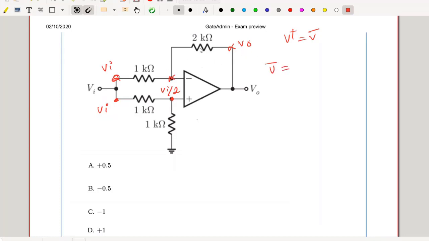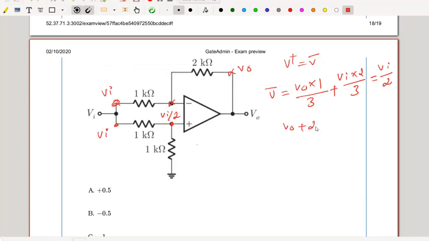My V minus can be easily identified. V out divides between 1K and 2K, so V out multiplied by 1 divided by 1 plus 2, that is 3, plus Vi divides between 2 and 1, so Vi multiplied by 2 by 3, that should be equal to my V plus, which is Vi by 2. Hence V out is equal to minus 0.5 Vi, implies V out by Vi equal to minus 0.5, and option B is the right choice.